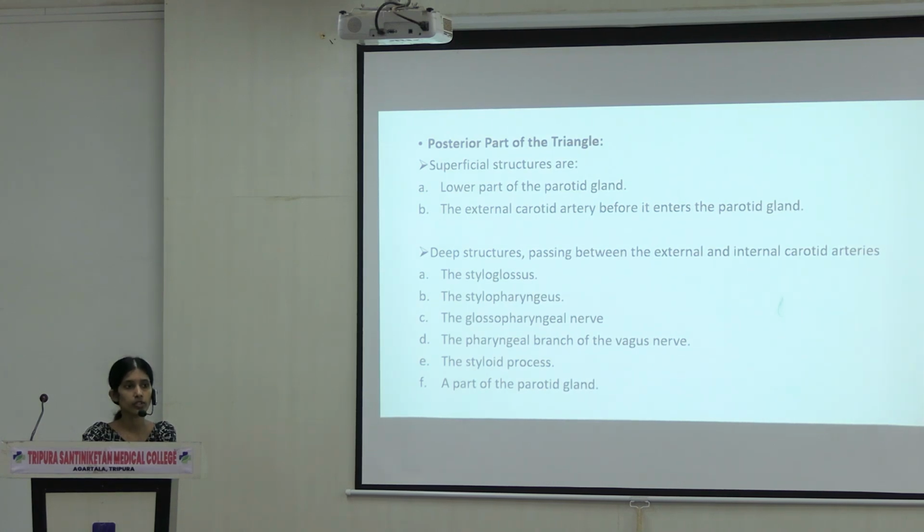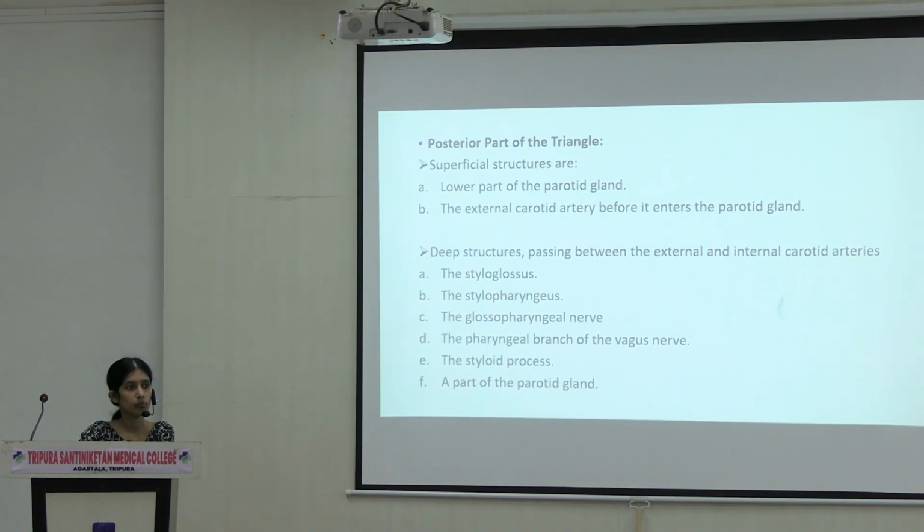Okay, fine. What about the contents of the digastric triangle? We have two parts, that is anterior part and posterior part. Okay, you should know the different structures present in both the parts.